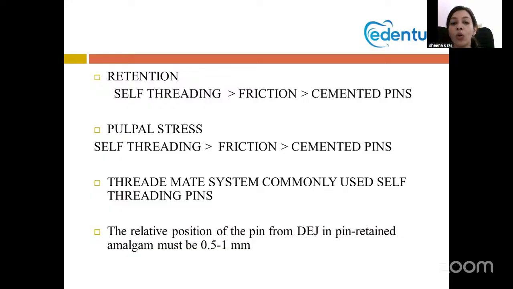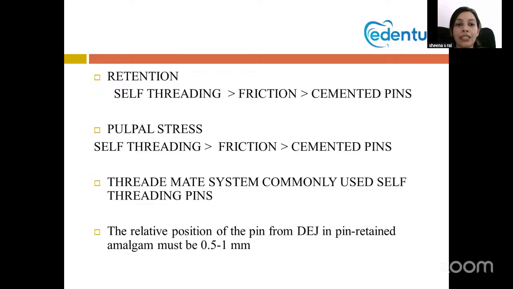Next, we know there is a newer system, the Threadmate system, which is the commonly used self-threading pin. Self-threading pins are made by various companies, and the most important self-threading pin that we use is the Threadmate system. Another important thing that we have to memorize is the relative position of the pin from the DEJ in pin-retained amalgam, which must be 0.5 to 1 mm. That is very important. So what is the distance between the pin and the dentino-enamel junction if we place it there? It is 0.5 to 1 mm that you have to keep in mind.